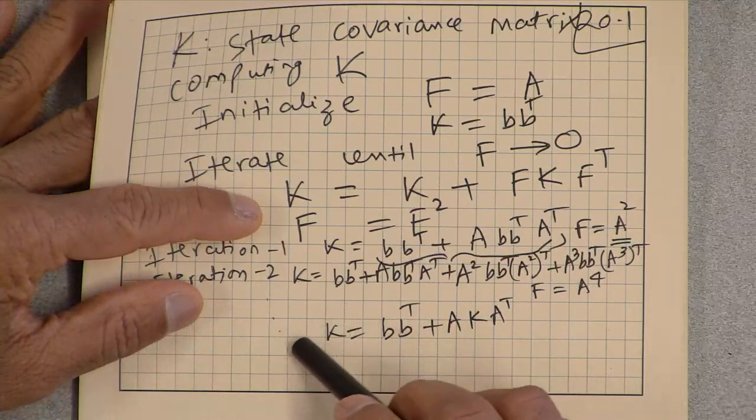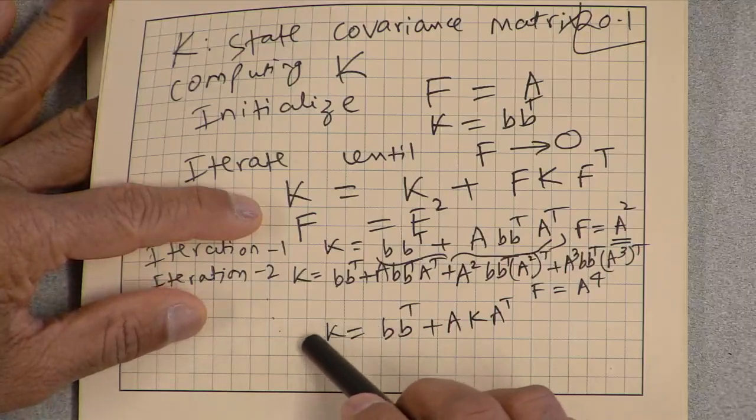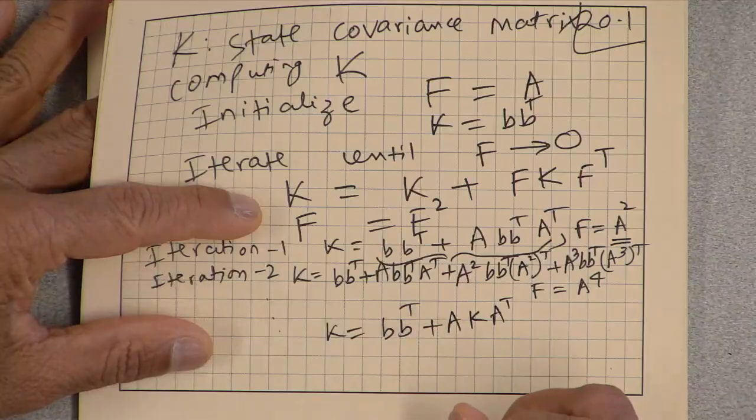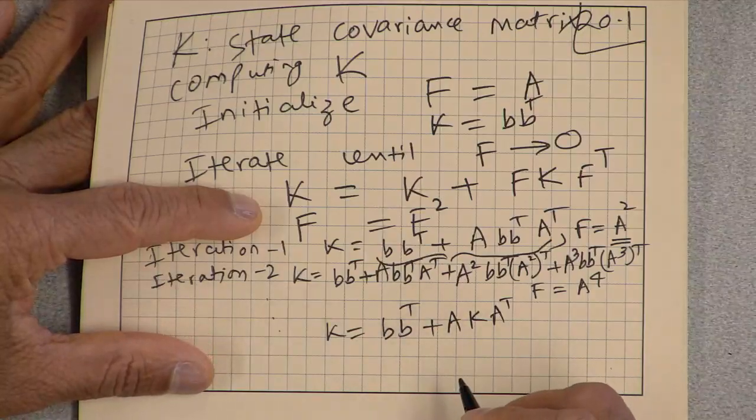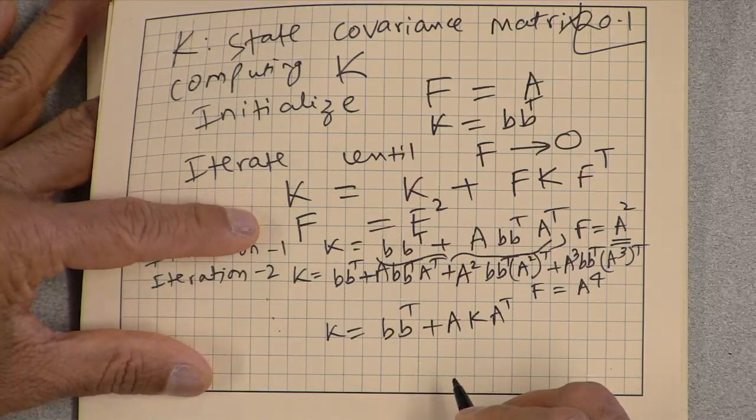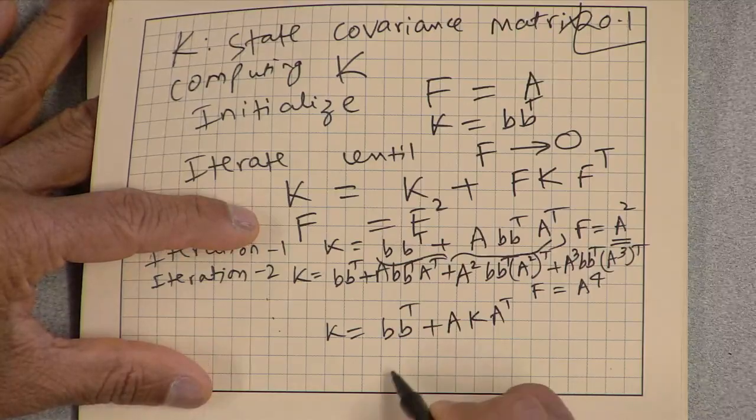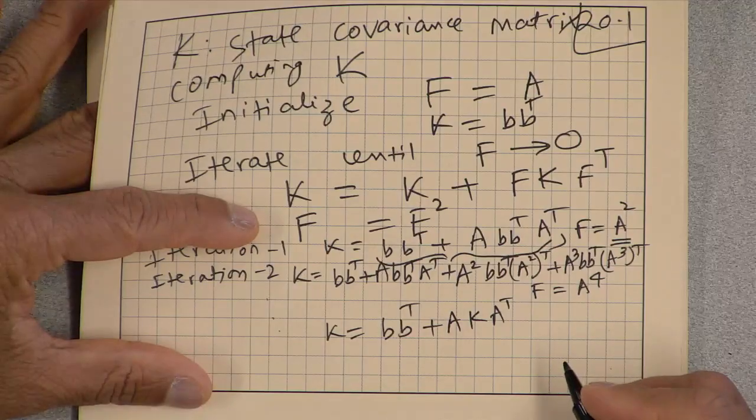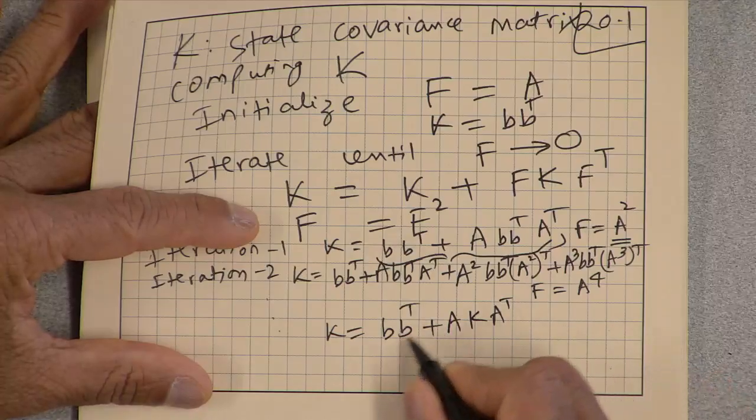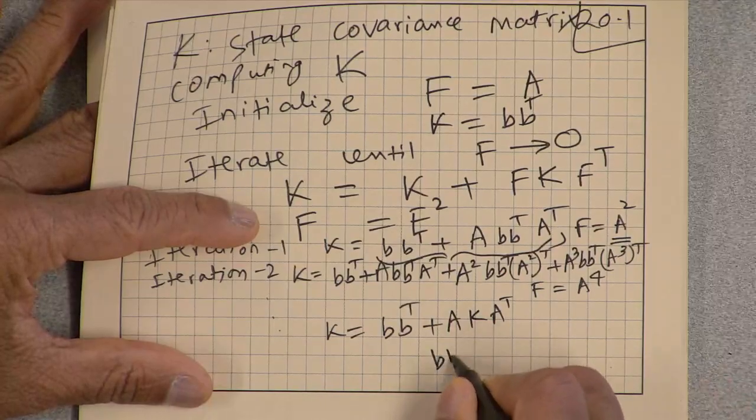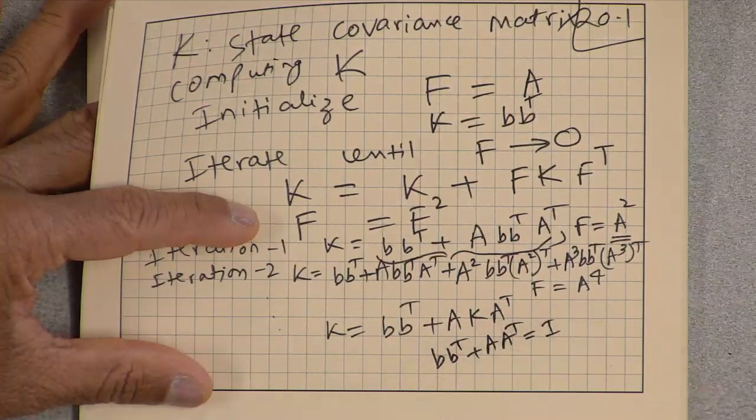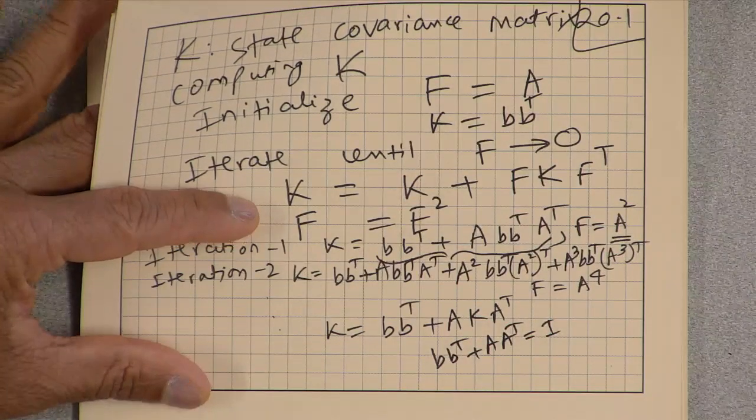That means the inner product of each state, or the covariance of each state with itself, is going to be 1. And for an orthonormal digital filter, we can then say that it has to satisfy BB transpose plus A transpose should be identity matrix for orthonormal filters.